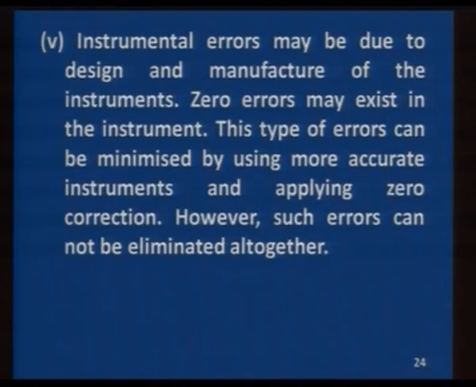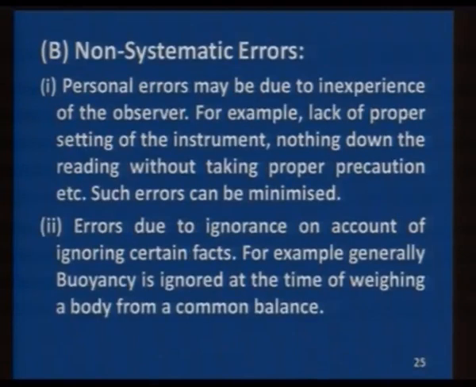The second category of the errors is non-systematic errors. These non-systematic errors may be personal errors. This is due to inexperience of the observer. For example, lack of proper setting of the instrument, noting down the reading without taking proper precaution. Such errors can also be minimized by taking the observations on a repetition basis.